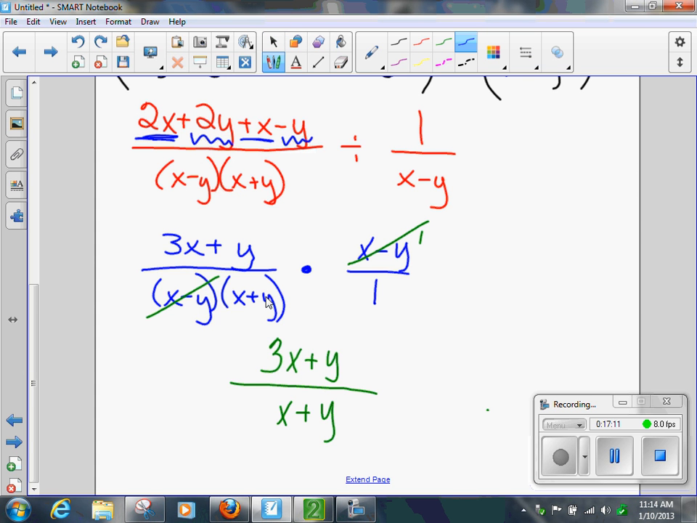Ooh, I can cancel out the x's and the y's, right? Because this thing goes into itself 1 time. This goes into itself 1 time. This times 1 is this. Okay? That's why. It is common sense for some folks. I don't mean that as anything, I'm just saying some people need to see it.